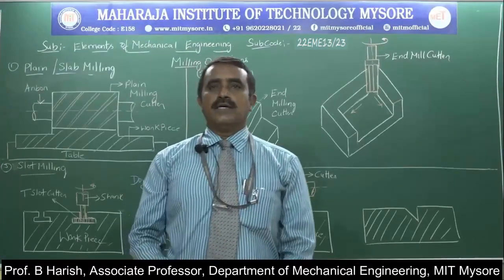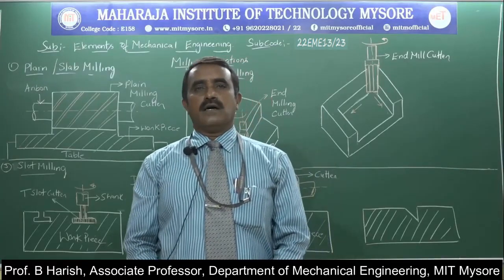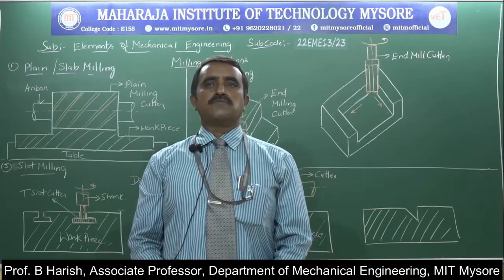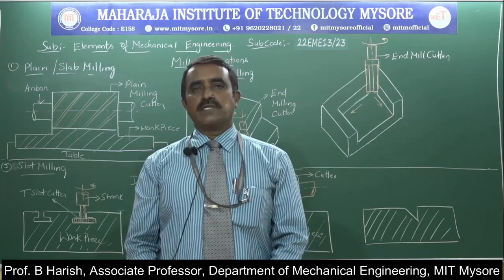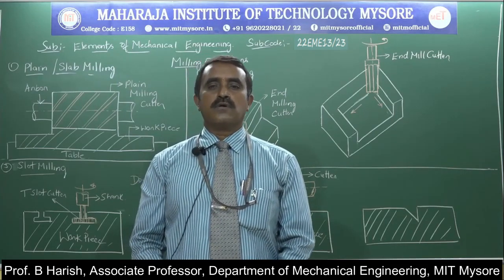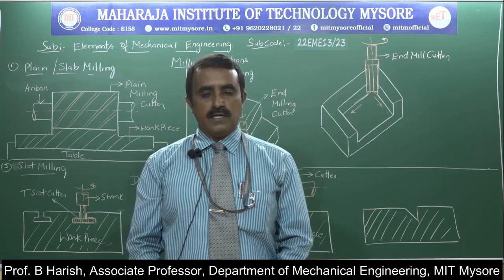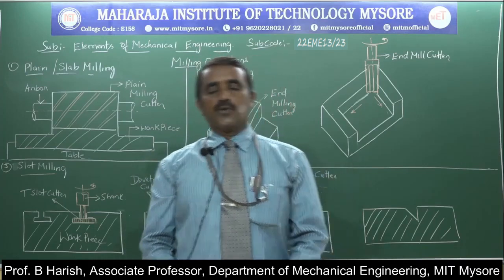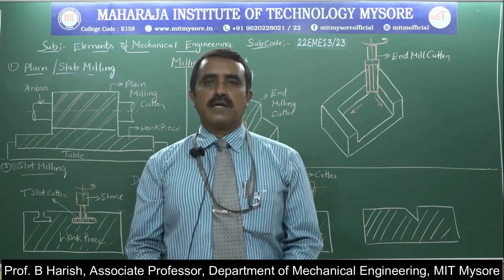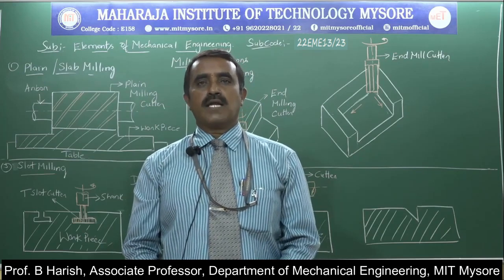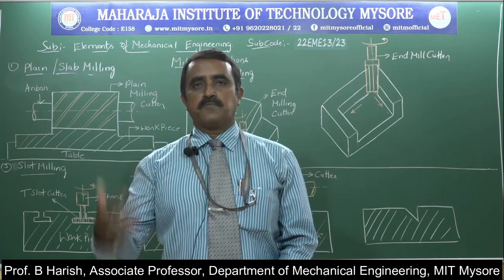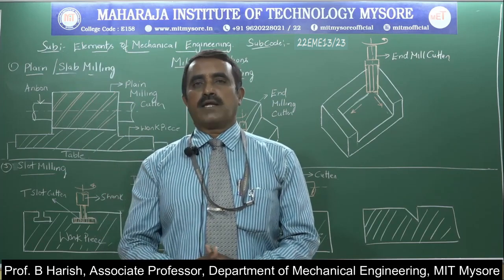Hello students, in the last class we had discussed milling machine. So milling machine is one of the important machine tools which is used to produce various machining surfaces. We had discussed basically two types of milling machines, that is horizontal spindle milling machine and vertical spindle milling machine, its parts and its construction and working.